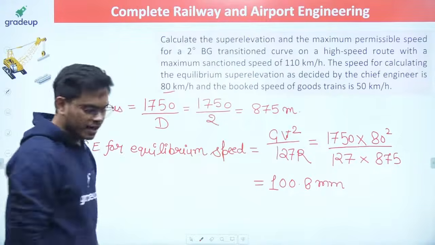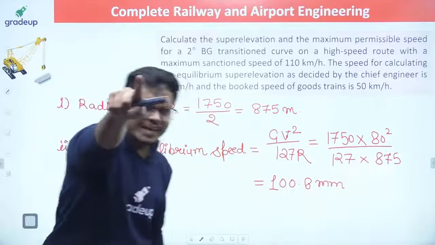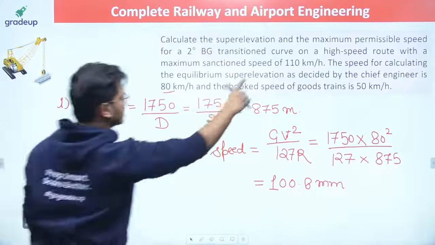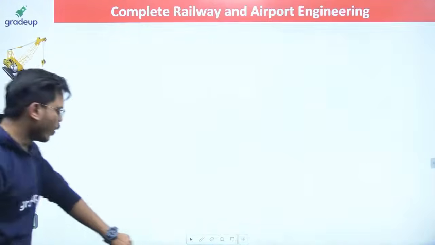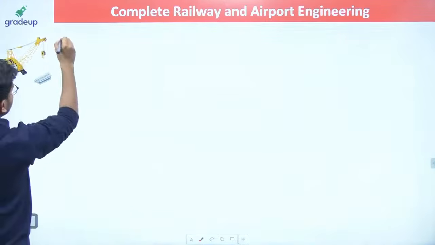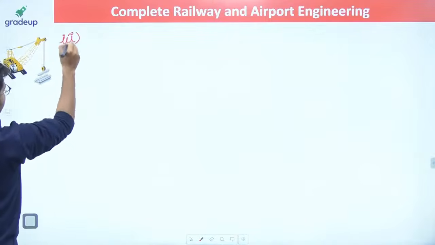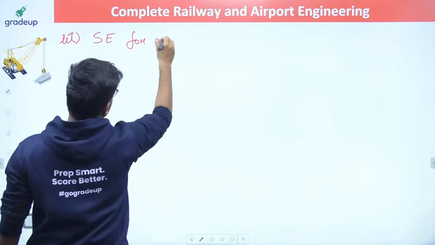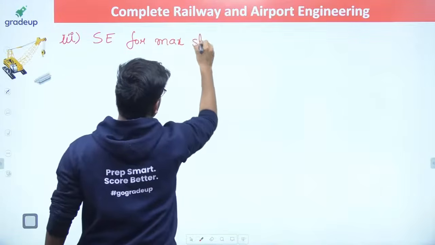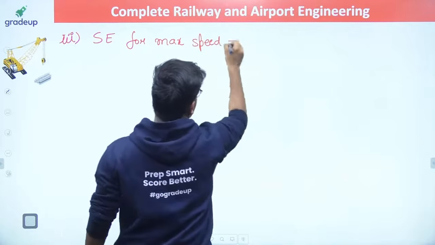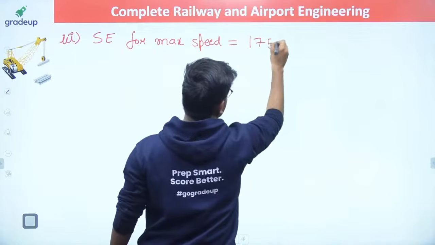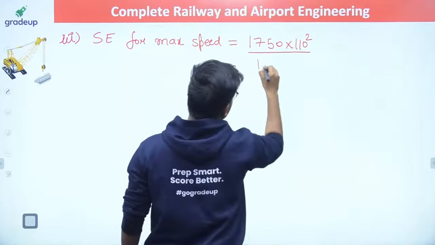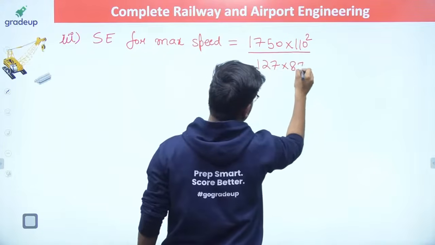Okay guys, 100.8 mm. Now get me the super elevation for maximum speed, everyone. That is 110. This is the third step: super elevation for maximum speed. How much is that? 1750 into 110 square upon 127 into 875, right?